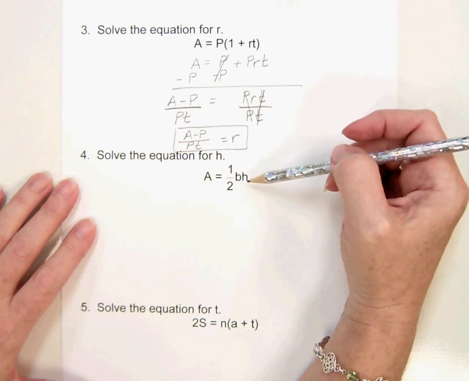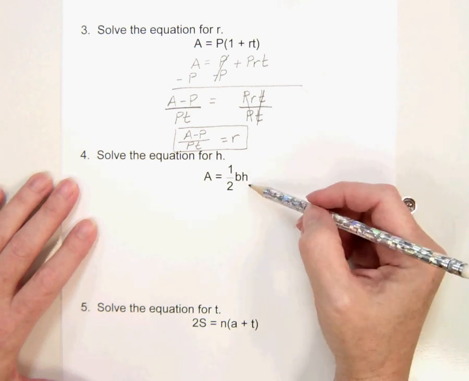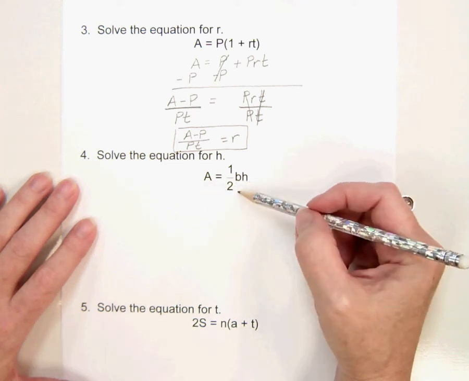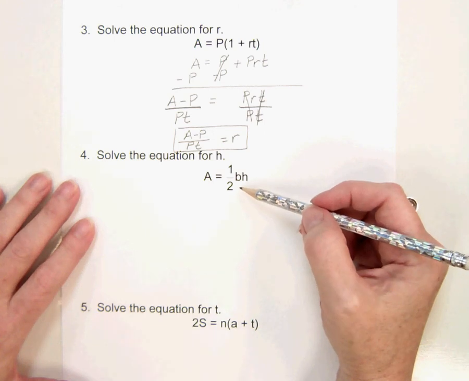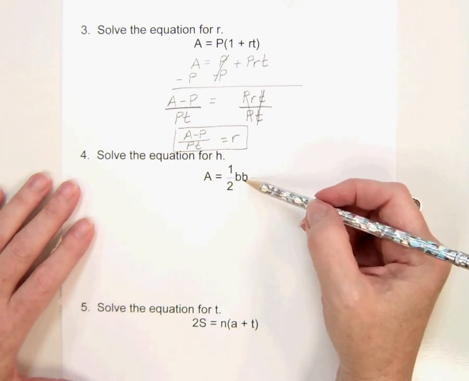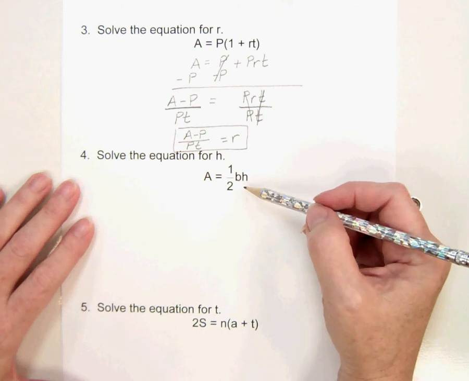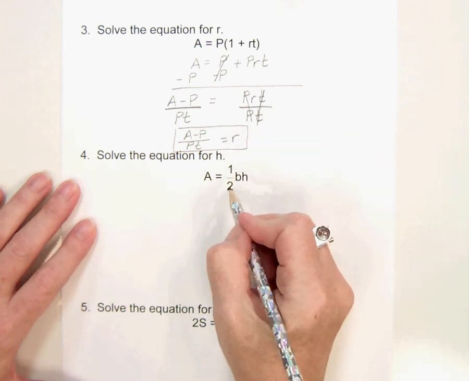So we're going to have to move things around so that we have H solved for. This is actually the area formula of a triangle. So say we had the area and we had the base and we just had to figure out the height. We can rearrange this formula so that we can find the height. First, let's get rid of the fraction.